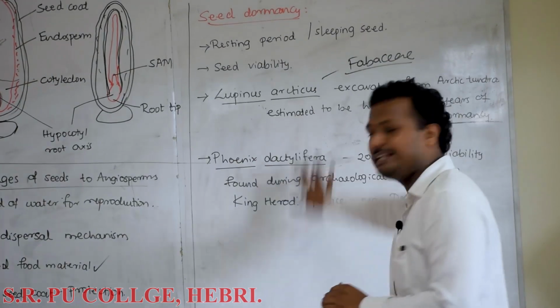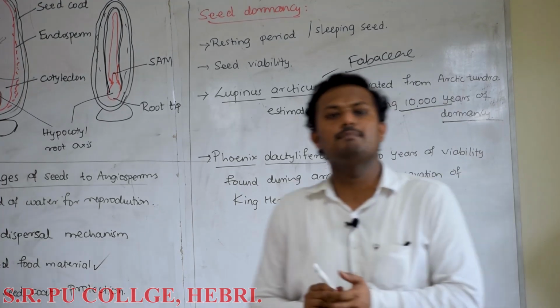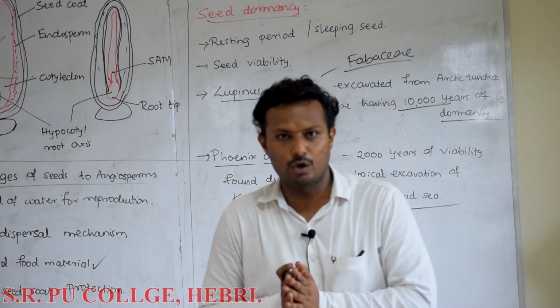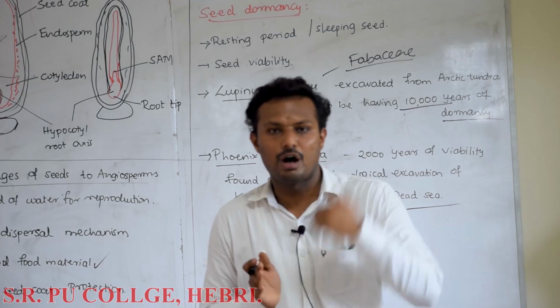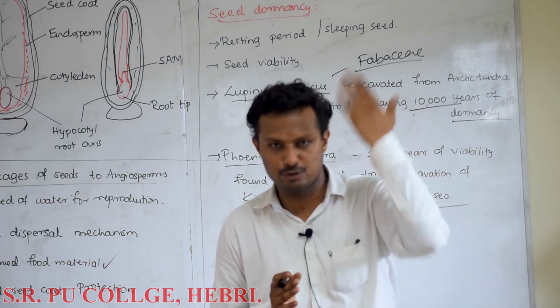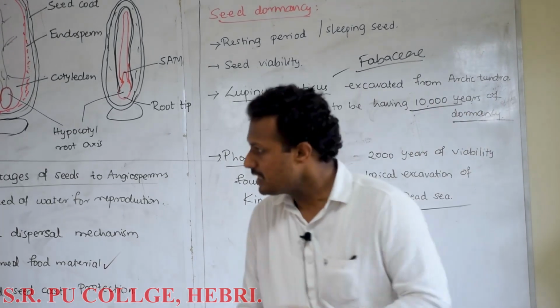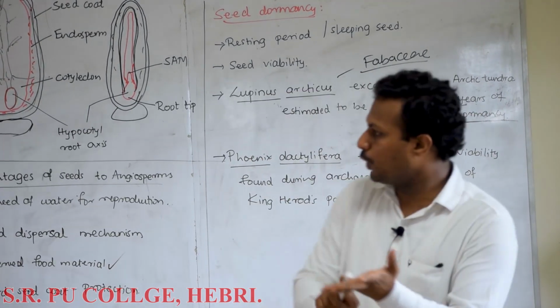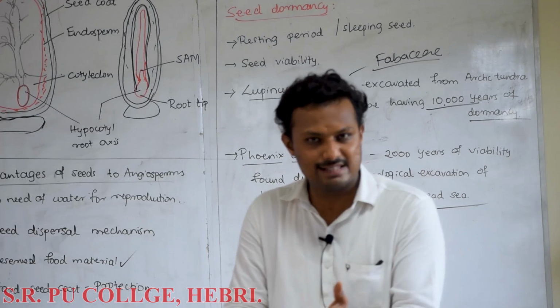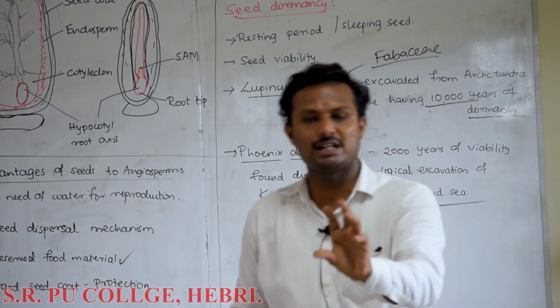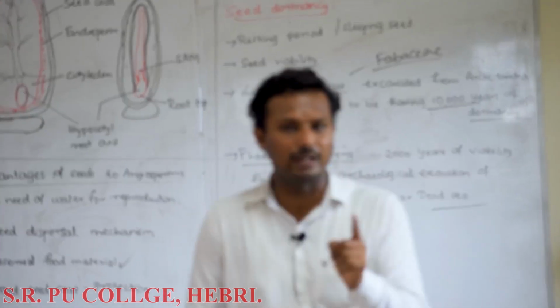So seed dormancy is yet again one more very important advantage for the propagation of the angiosperms. Right? So this is about the seed. Let me repeat in a nutshell. A seed will contain a seed coat, cotyledons and embryonal axis. Depending upon whether it is a monocot or dicot, the cotyledon may be 1 or 2.